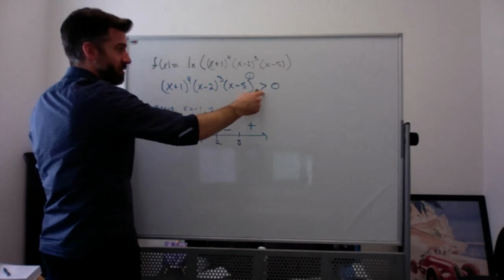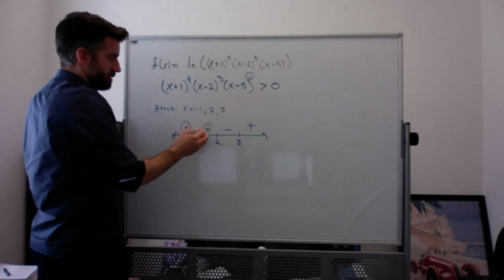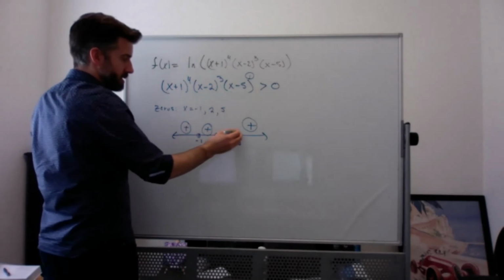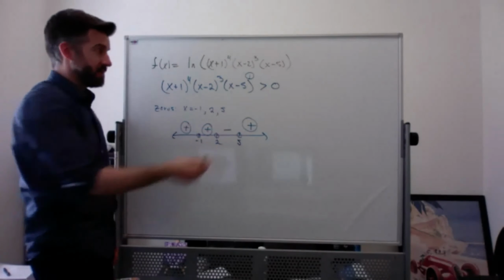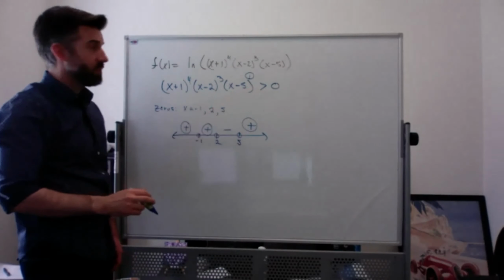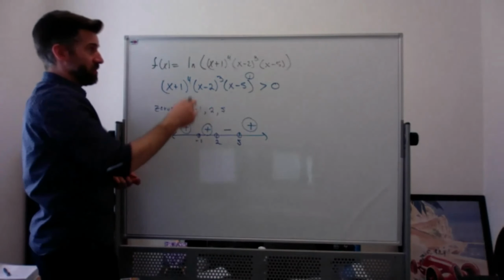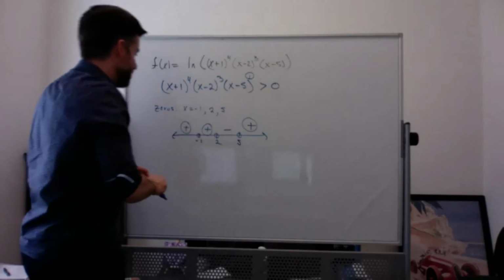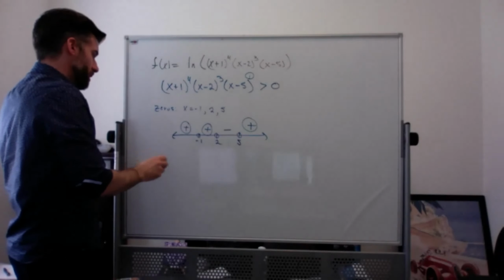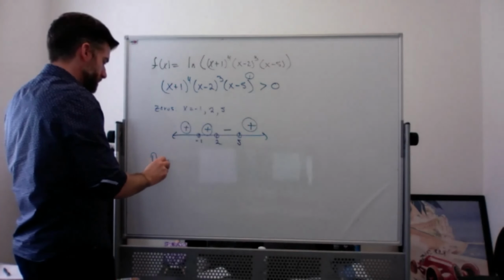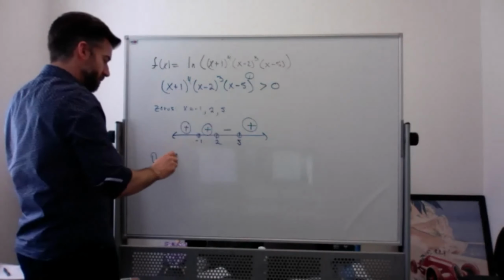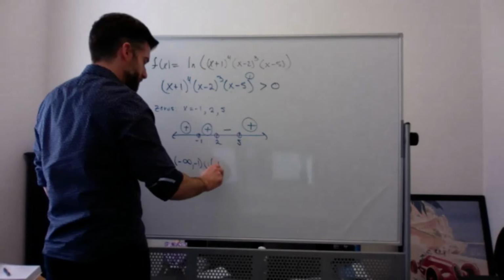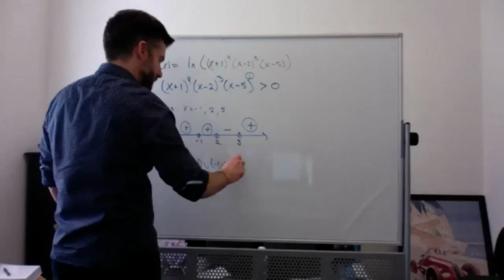And then we want it to be greater than 0. So we want the positive parts. We don't include the endpoints because we can't take the logarithm of 0, right? This is strictly greater than 0, not greater than or equal to 0. If this was a square root, like if it was f of x equal to the square root of all this stuff, then we'd have greater than or equal to 0, and we'd include all the endpoints. So our domain here is going to be everything from -infinity to -1, union -1 to 2, union 5 to infinity.